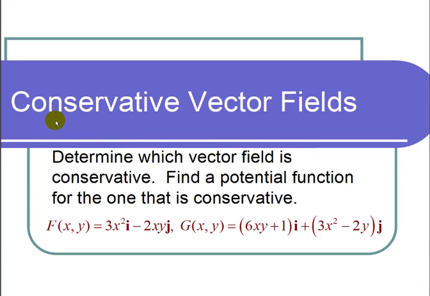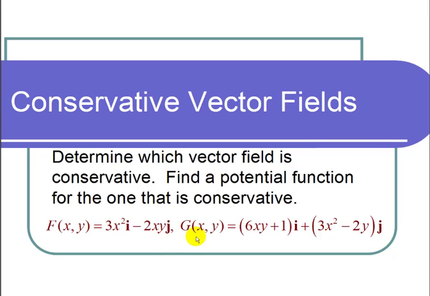This is a video on conservative vector fields. The question states, determine which vector field is conservative. Find a potential function for the one that is conservative. And we have the vector field F of x, y is equal to 3x squared i minus 2xy j.